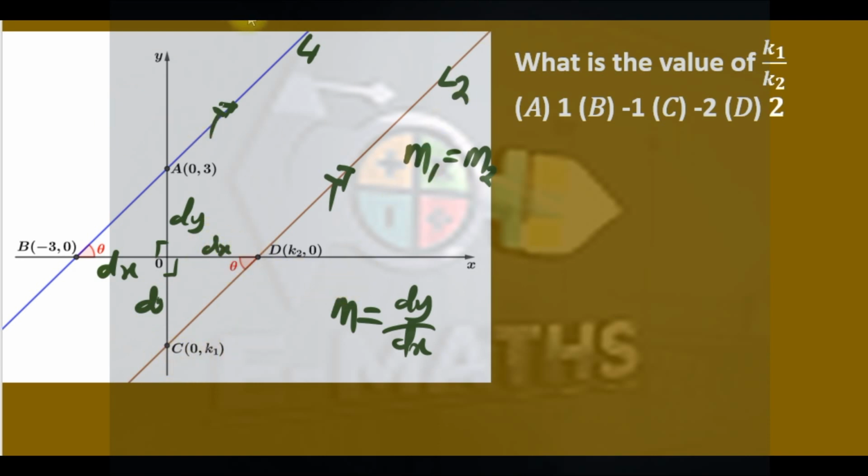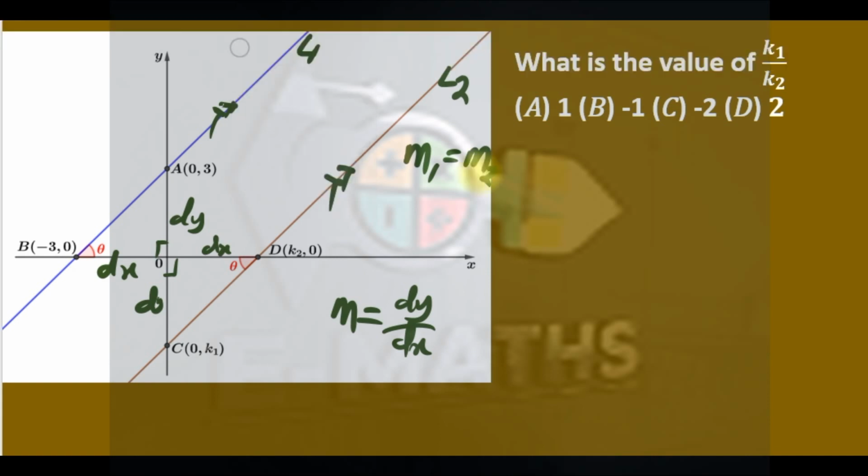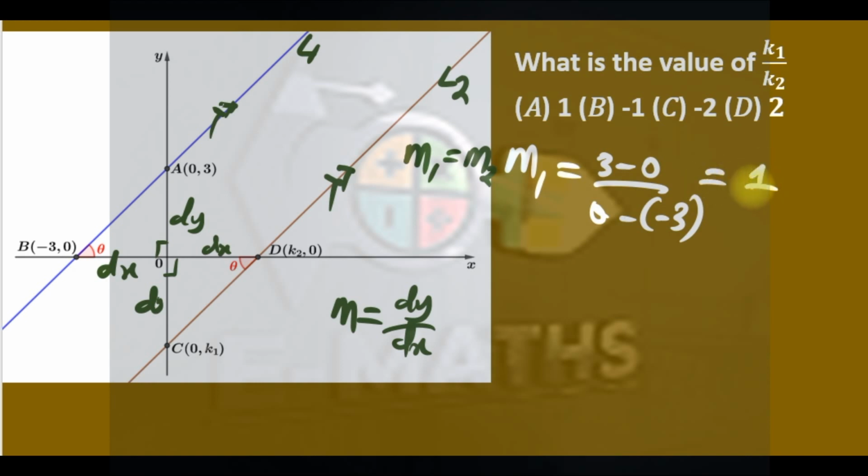So for the slope of the first one now, we see that M1 is change in y over change in x. Here is 3, here is 3. So 3 minus 0 over 0 minus minus 3. Change in y over change in x, 3 minus 0 over 0 minus minus 3. So we have that is 1. So M2.